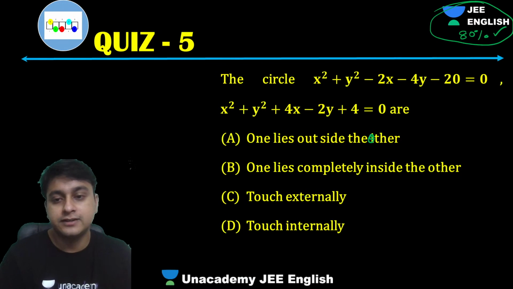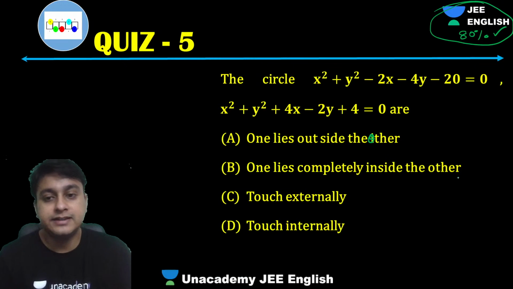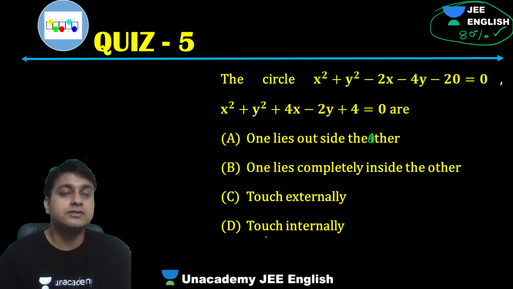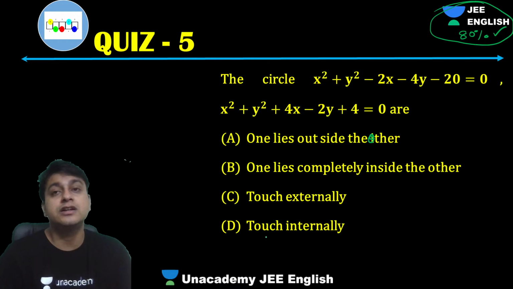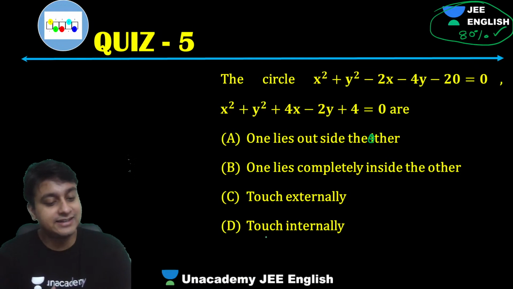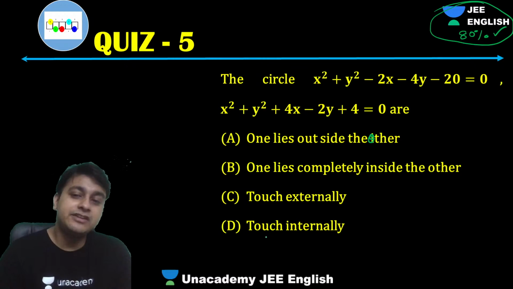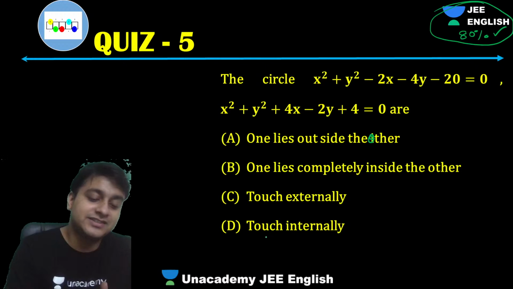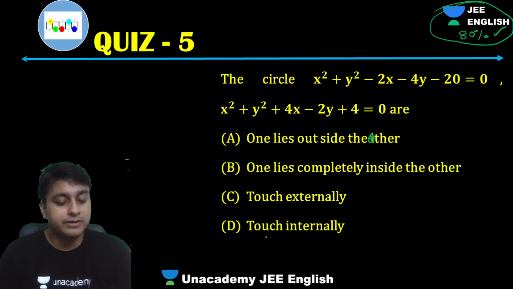One lies outside the other, or one lies completely inside the other, touches externally, touches internally. Let's see, guys. Amazing question once again. So guys, from next class onwards, we are going to discuss system of circles. Also, we'll be discussing the angle between two circles. Then we'll move ahead with the radical axis, radical center, all the amazing concepts. Everything will be done on this platform, do not worry. I'll be completing A to Z each and every part of your syllabus.